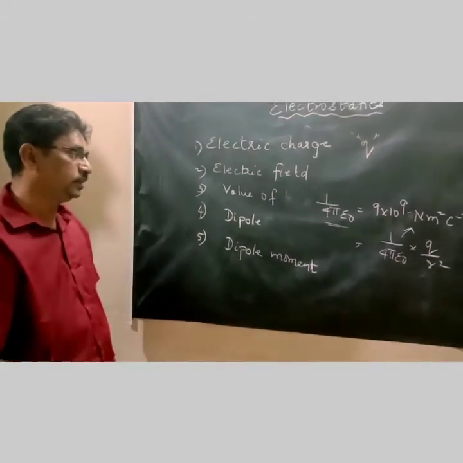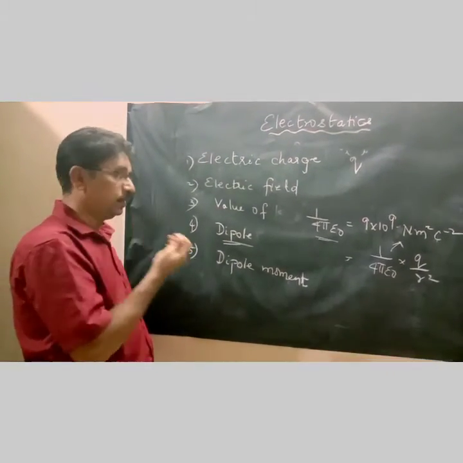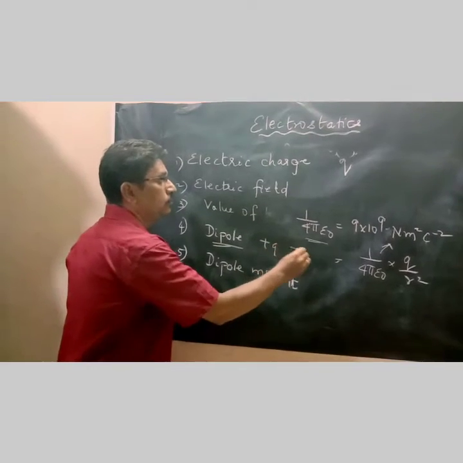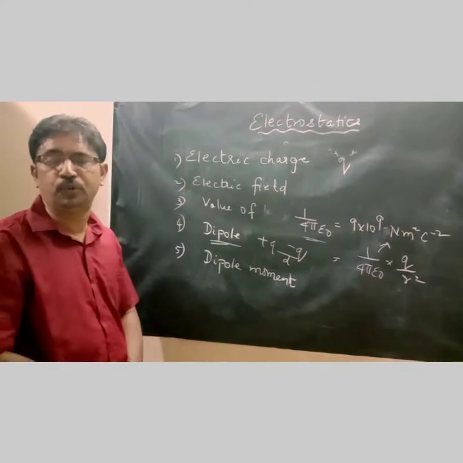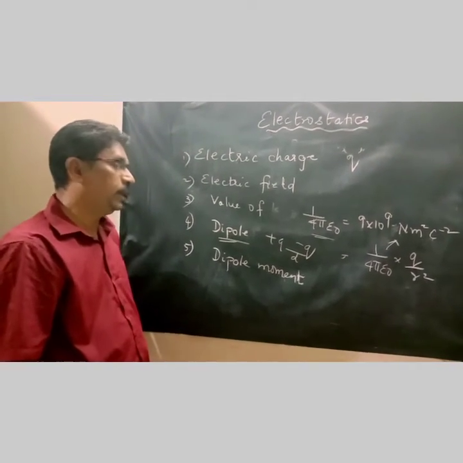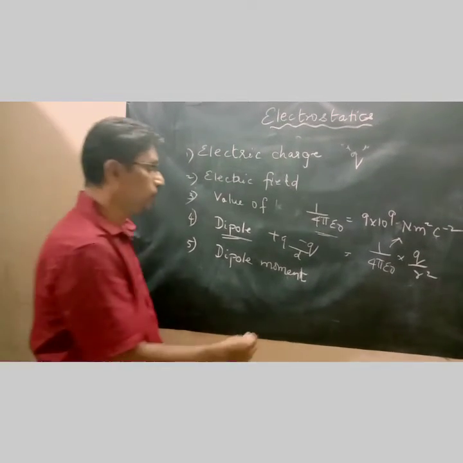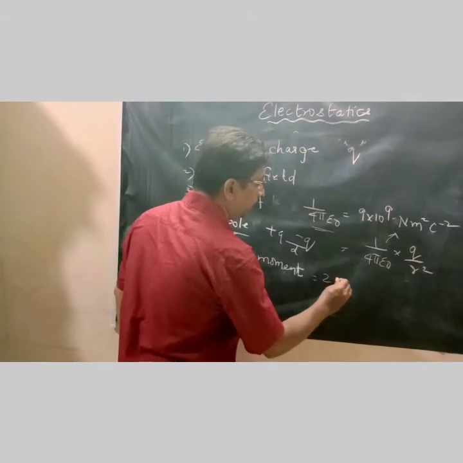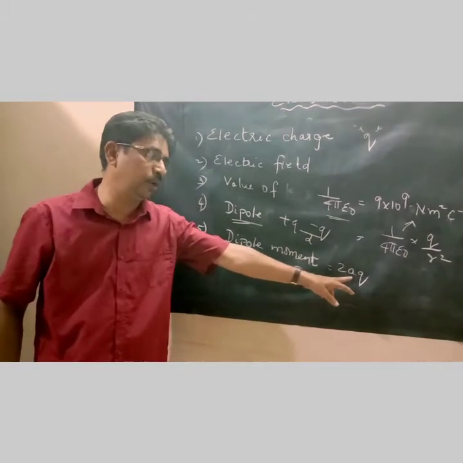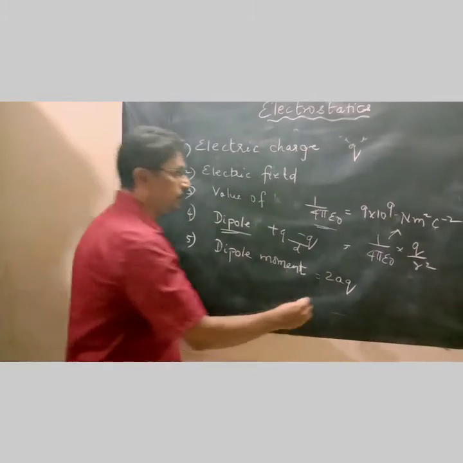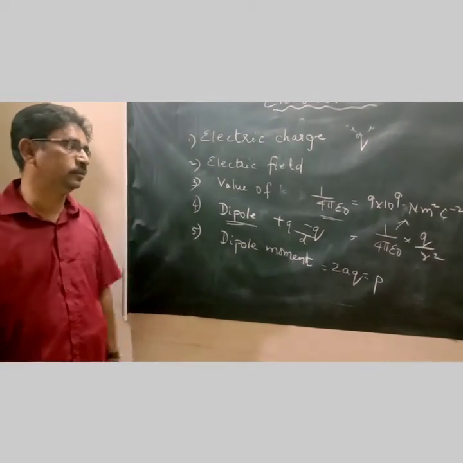And what is a dipole? A dipole is two opposite charges, plus Q and minus Q, separated by a small distance d. Then what is meant by dipole moment? Dipole moment is given by the formula 2aq. It is the product of the distance and the charge, and it is represented by the symbol P. This is the definition of dipole moment.